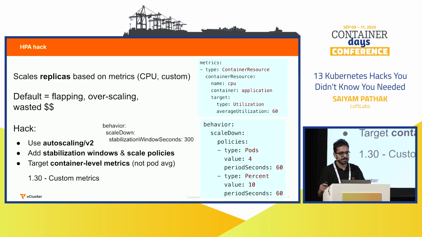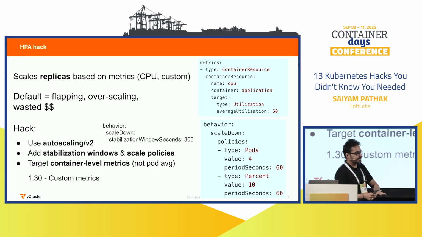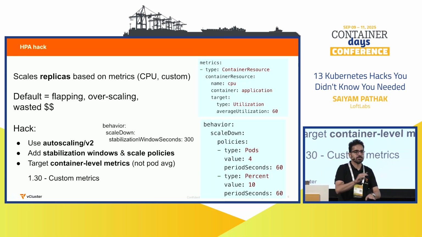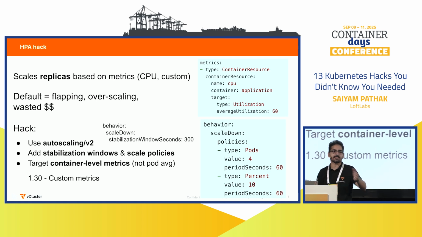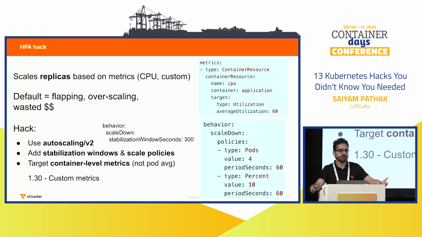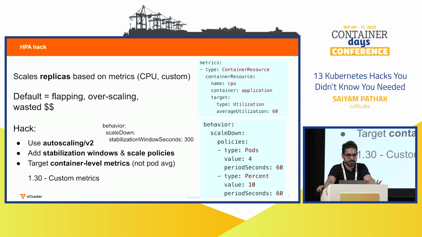The issue here is that it can scale up and down very frequently, creating a flapping experience, and it can overscale. So there are three main things you can do. The first is a stabilizing window. You can put in a scale-down stabilizing window, so that once you scale down, it should stay at that particular number for the stabilization period.